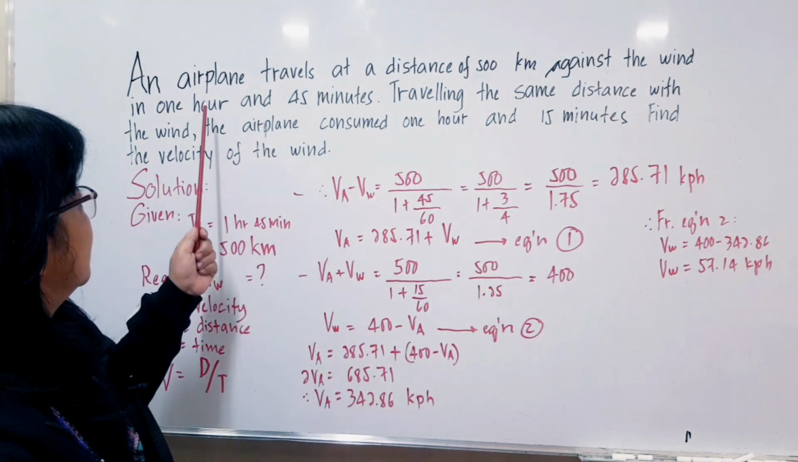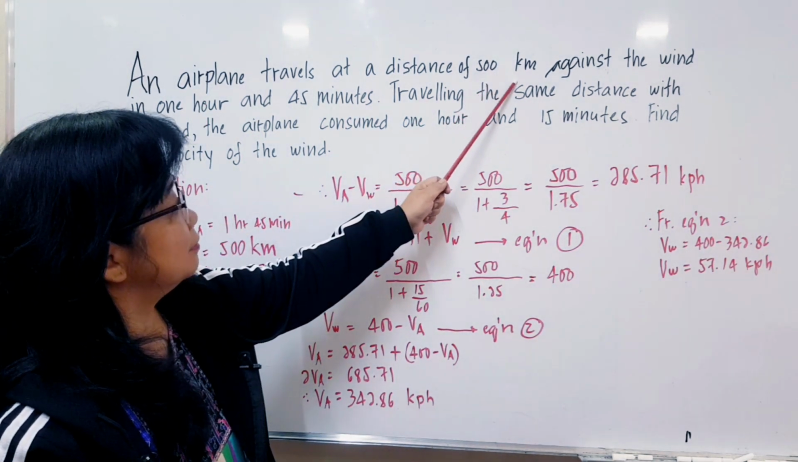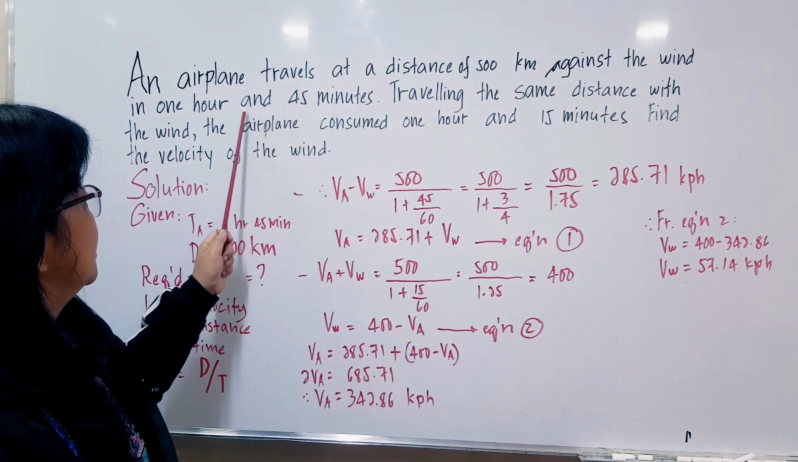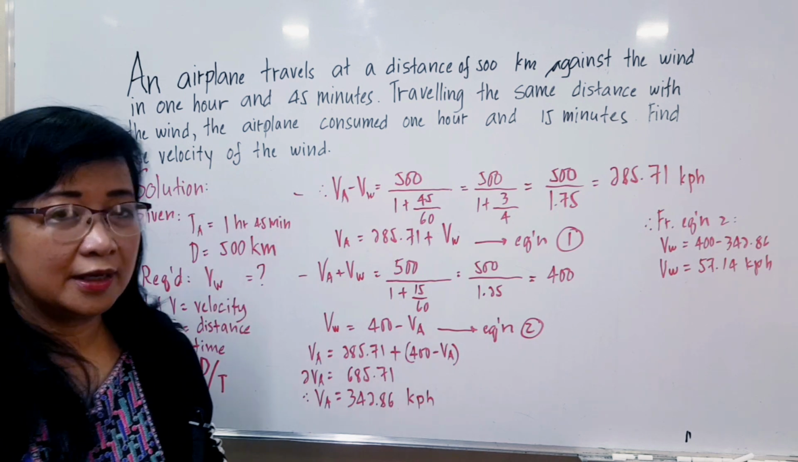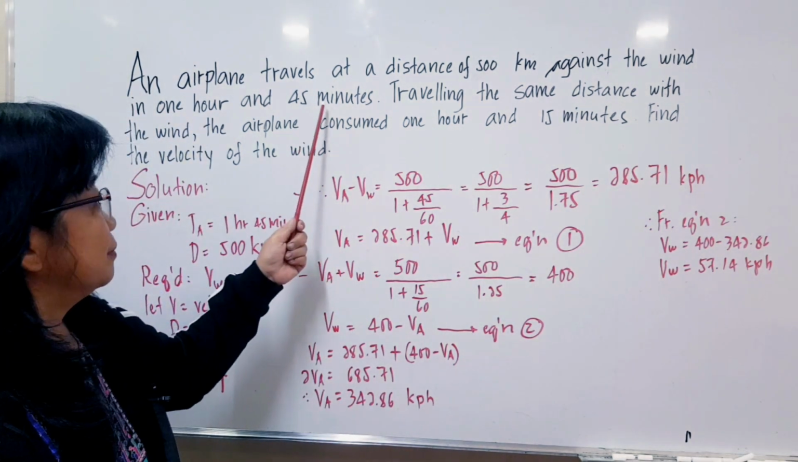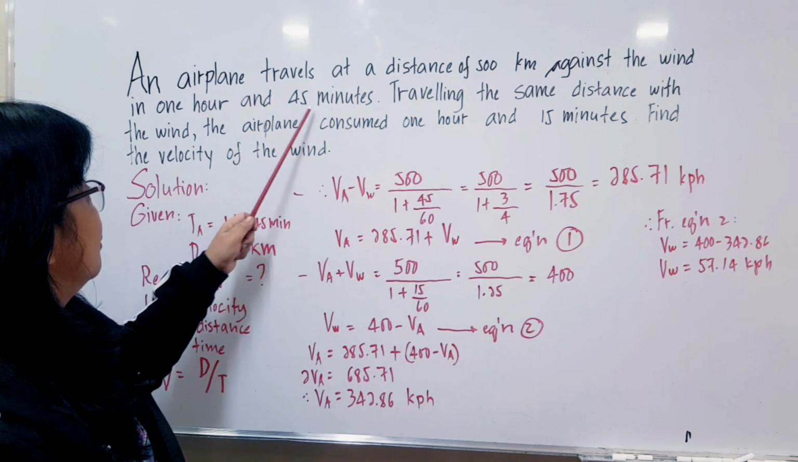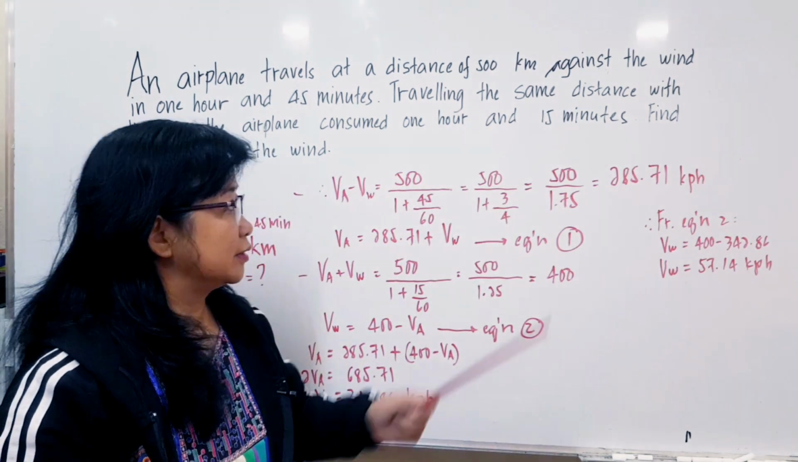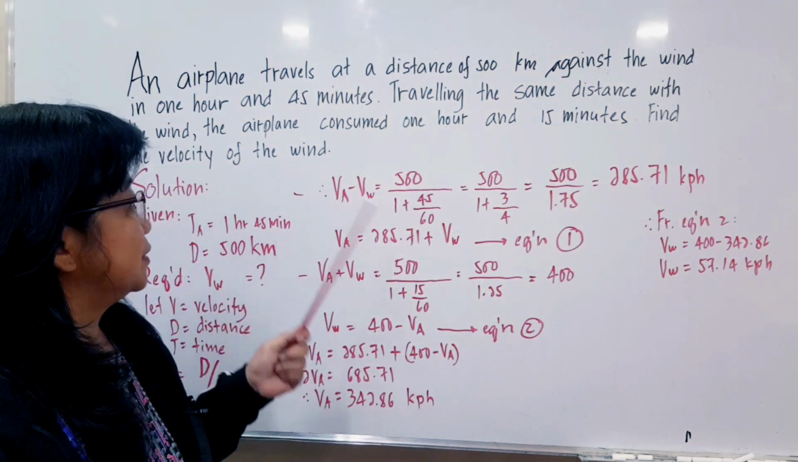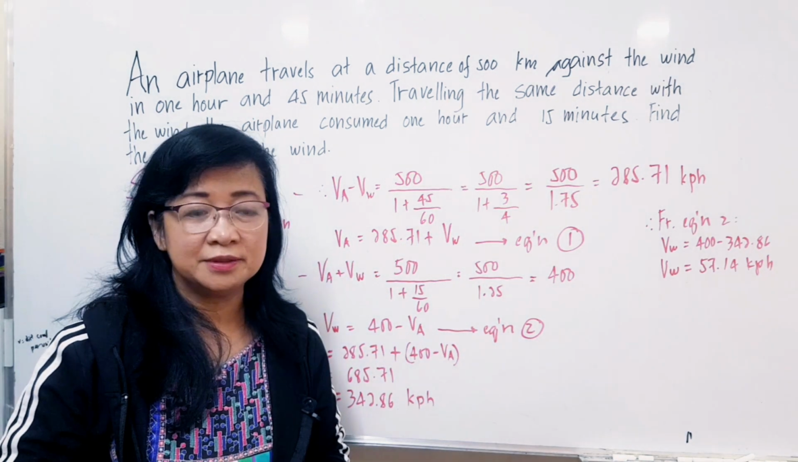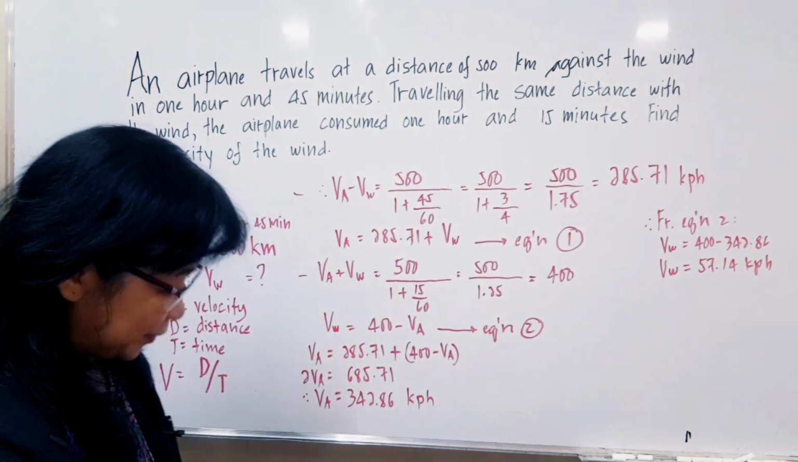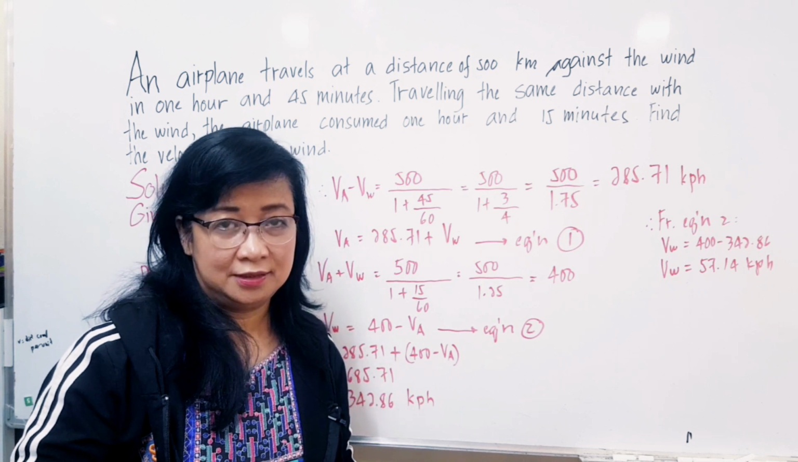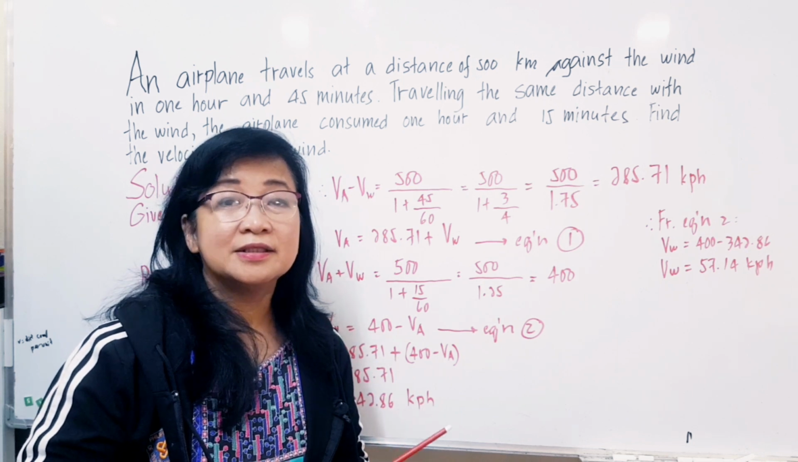Now, dito, ang measurement niya, ang units, is kilometer, and the time is hour and minutes. Minutes, you have to convert it to hour because we need kilometer per hour. The question here is the velocity of the wind. So we have to put it in kilometer per hour. Now, velocity, it is the distance over the time.